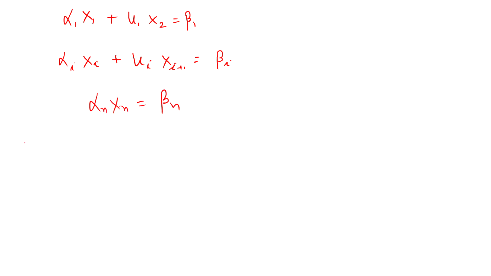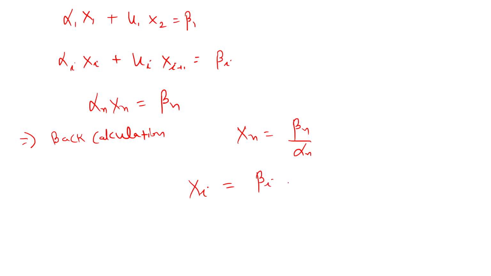So now what I can do is the back calculation, that xn will be nothing but beta n upon alpha n, and then xi will be nothing but beta i minus ui xi plus 1 upon alpha i. So this way I can calculate all the elements of vector x.